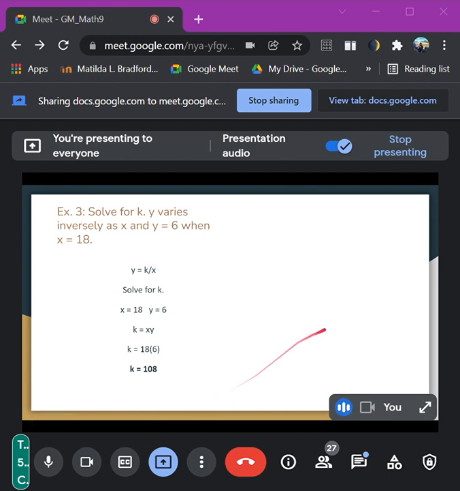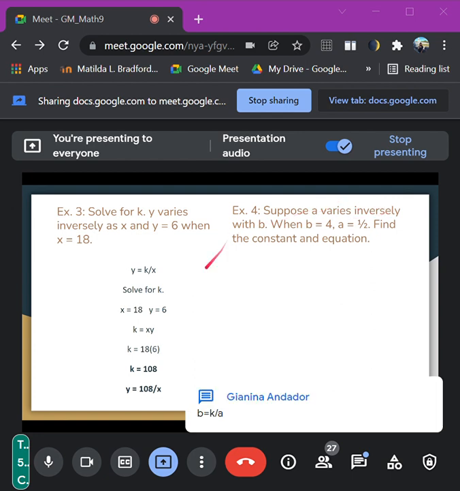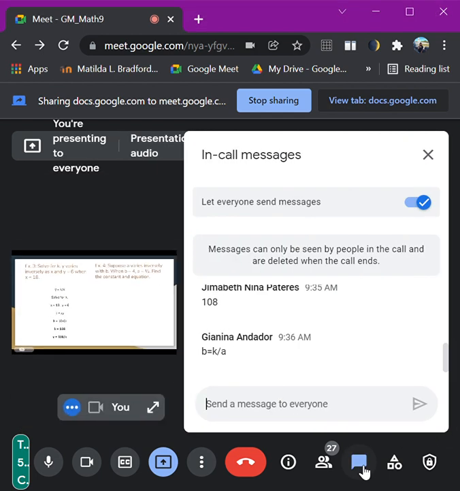Now, this time, let's go to our next example. So, we have here, suppose A varies inversely with B. When B is equals to 4, A is equals to 1/2, we're going to find the constant and equation. Remember, atong pangitaon kay constant o equation. Now, ang sagay ito first na to, kani atong imuon og equation una. A varies inversely with B.